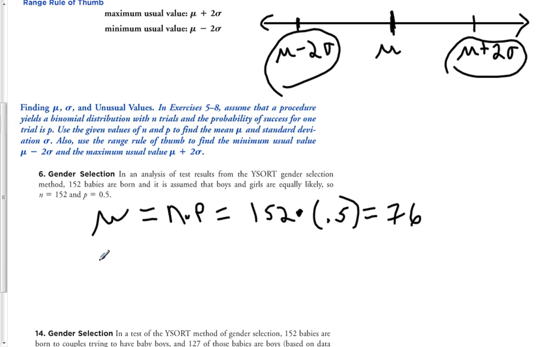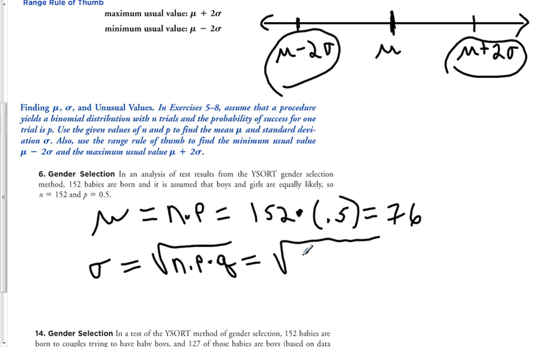All right, now they also ask us to find the standard deviation. The standard deviation is the square root of n times p times q, which in our case, let's see, is going to be the square root of 152 times 0.5, which is p, times another 0.5, which is 1 minus p, or q. So let's see what we have there.